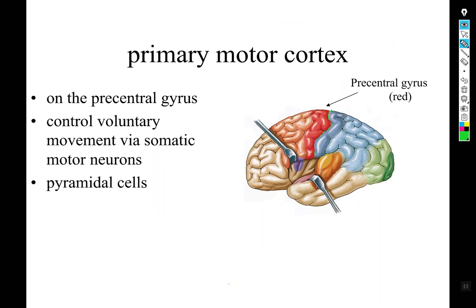So we have the precentral gyrus in red and the postcentral gyrus in blue here. The precentral gyrus contains the primary motor cortex. And remember, cortex means edge tissue. So stuff that's deep to that is not motor cell bodies, but rather association tracts and descending tracts. This is going to control voluntary movement via somatic motor neurons. And specifically, the commands to move initiate in pyramidal cells. These are specialized neurons that are named because they resemble triangles. So that's the kind of neuron specifically that lives here.